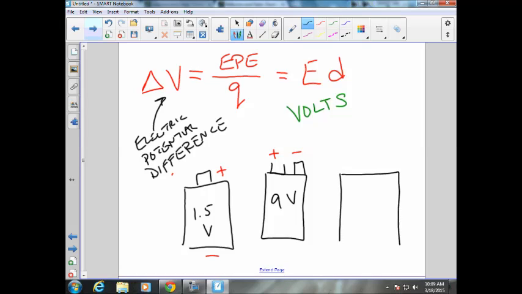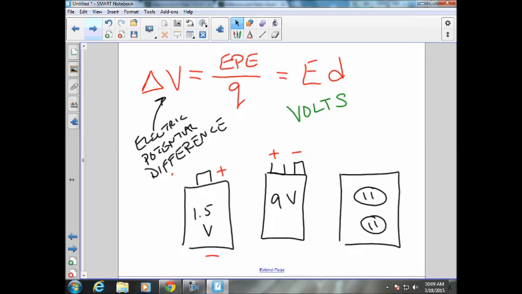Your average, ordinary, everyday plug. What is the potential difference between one side of the plug and the other side of the plug? 120 volts. Between one side of the plug and the other side of the plug, there's 120 volts of potential difference. There is still potential on one side, but 120 volts more potential on the other side.